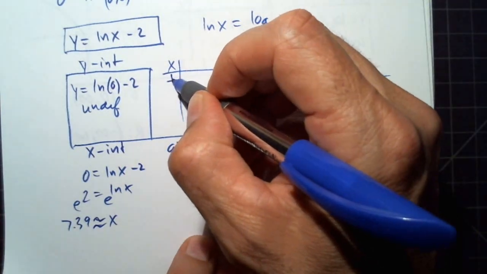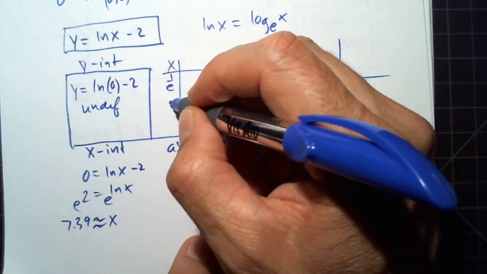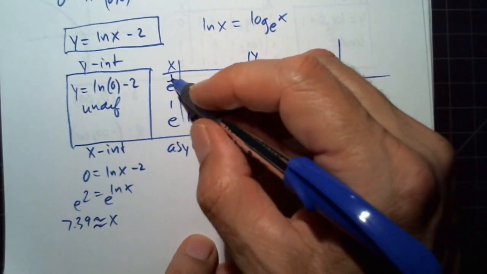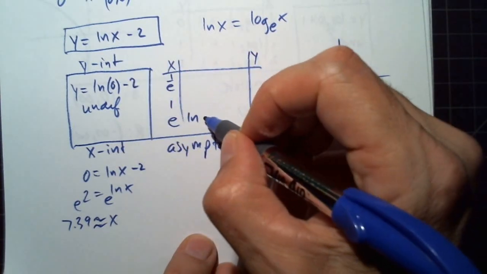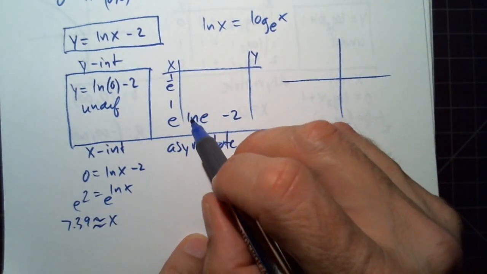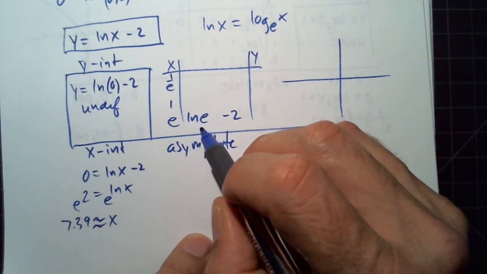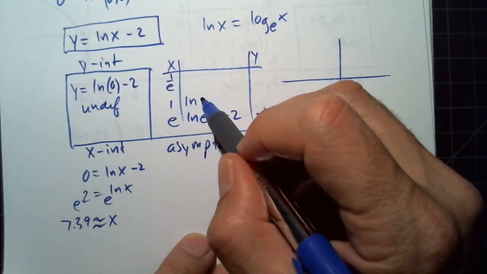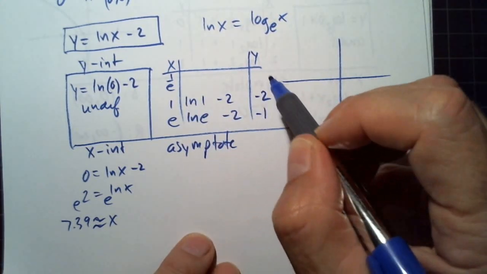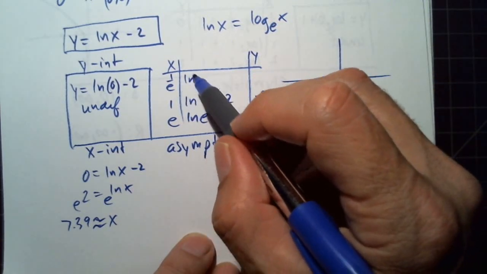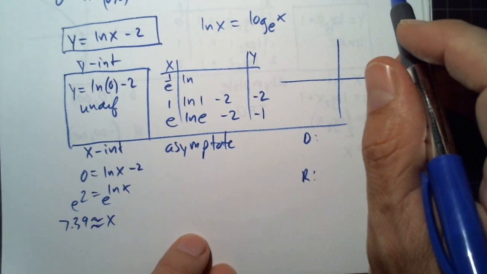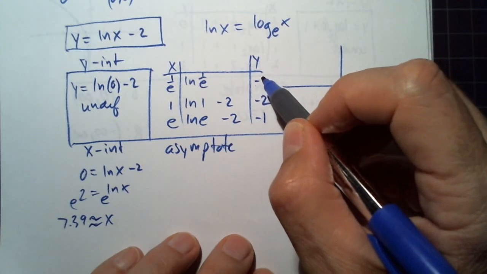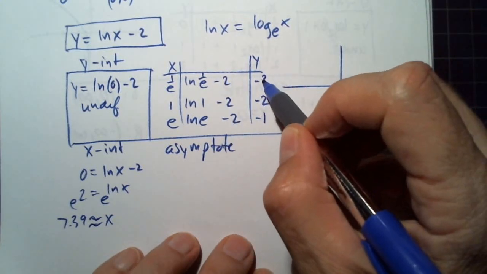We could use numbers in terms of e if we didn't have a calculator, and then we can just estimate these values. So natural log of e minus 2. Find the exponent of e that gives you e. That's 1 minus 2 is negative 1. Find the exponent of e that gives you 1, which is 0 minus 2 is negative 2. Find the exponent of e that has a value of 1 over e. So that'll be negative 1 minus 2 is negative 3.